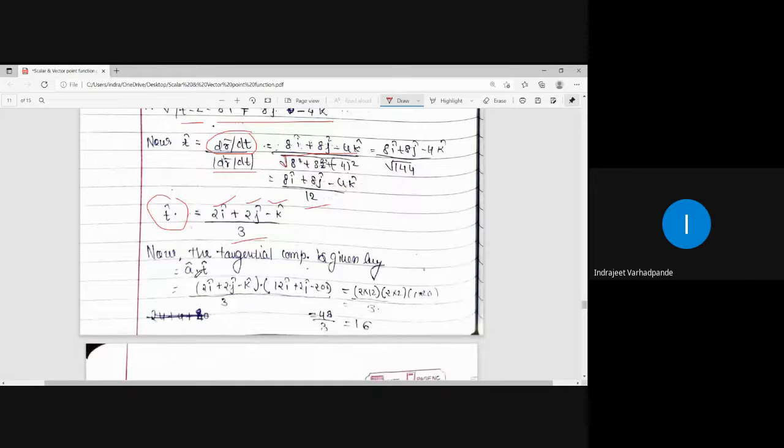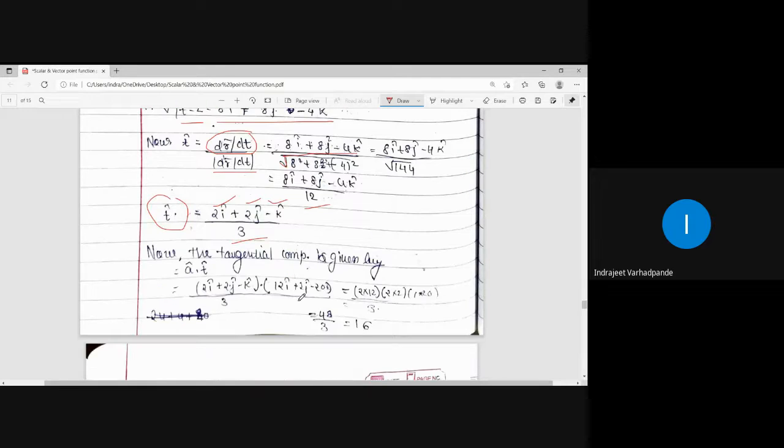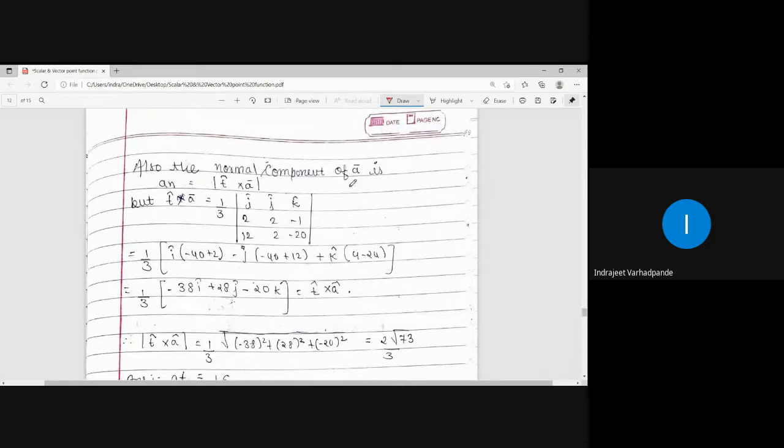Tangential component is given by a bar dot t cap. What is a bar? 12i plus 2j minus 20k, and t cap is what we have calculated, (2i plus 2j minus k) upon 3. Taking the dot product of the two, the result will be a scalar quantity. Multiplying appropriately, in the denominator it is 3, so I am getting 48 by 3, which is equal to 16.